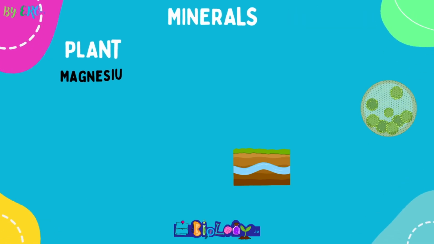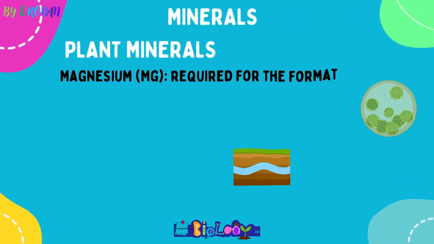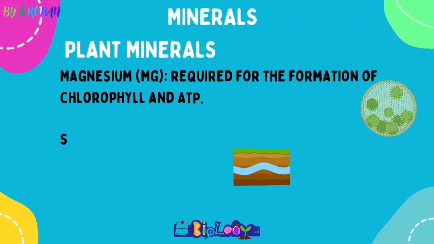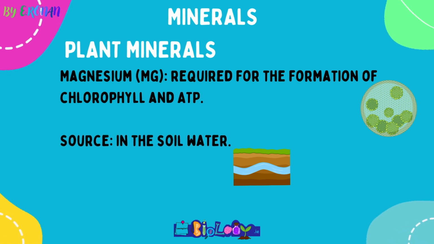The next mineral that we're going to look at is magnesium, or Mg. It's required for the formation of the green pigment chlorophyll and also for the formation of ATP. Again, the source is found in soil water. So the name, what it's used for, and the source of where we find it is super important for plant minerals. Again, please pay particular attention to these, as students commonly get them mixed up with one another.